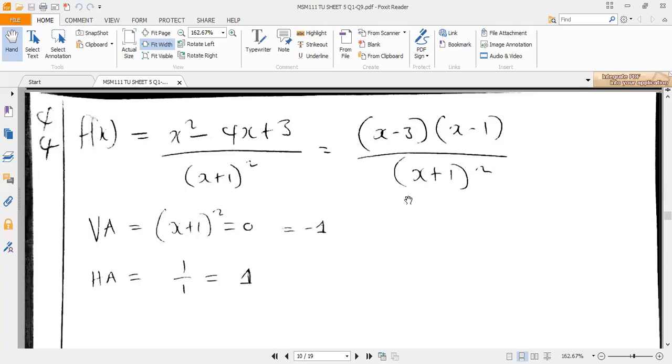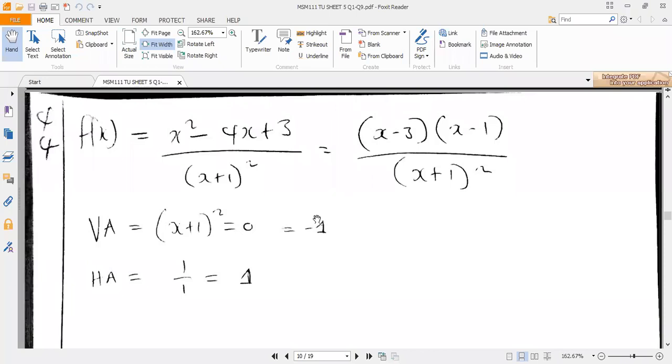Now when you have this factorization here, we can find the vertical asymptote. The vertical asymptote is simply those values that make this function undefined. So we have x plus 1 squared equals 0. When we get rid of this square, you discover that we have x plus 1 equals 0. So the 1 will go that side, and the vertical asymptote will be x equals negative 1, which is here.